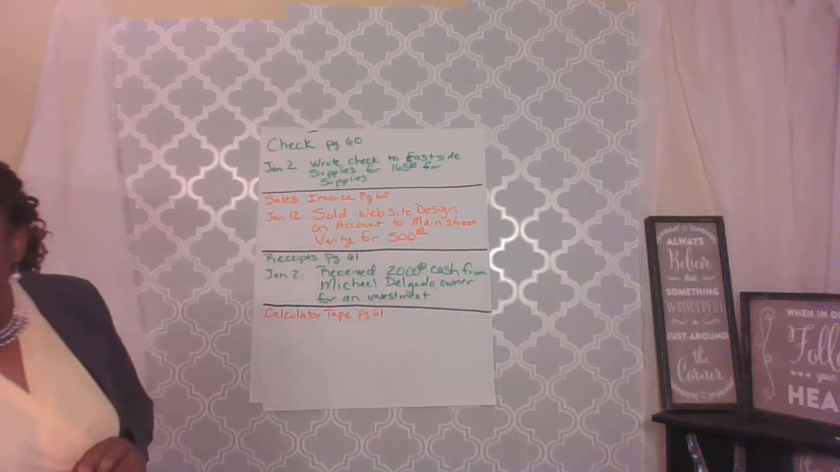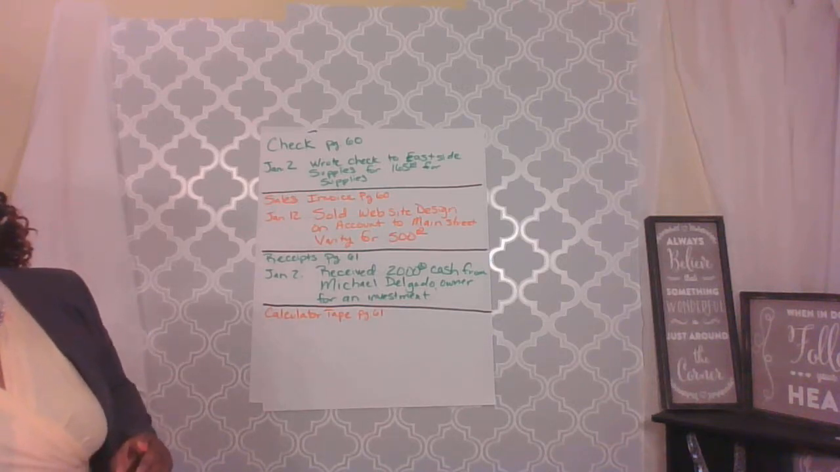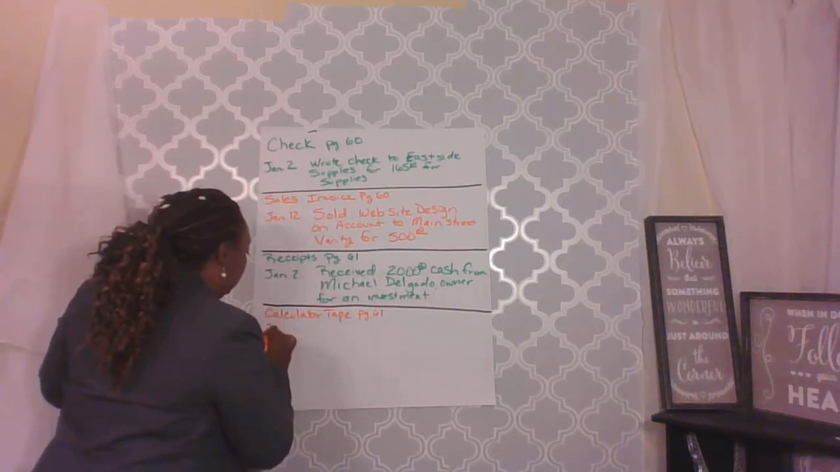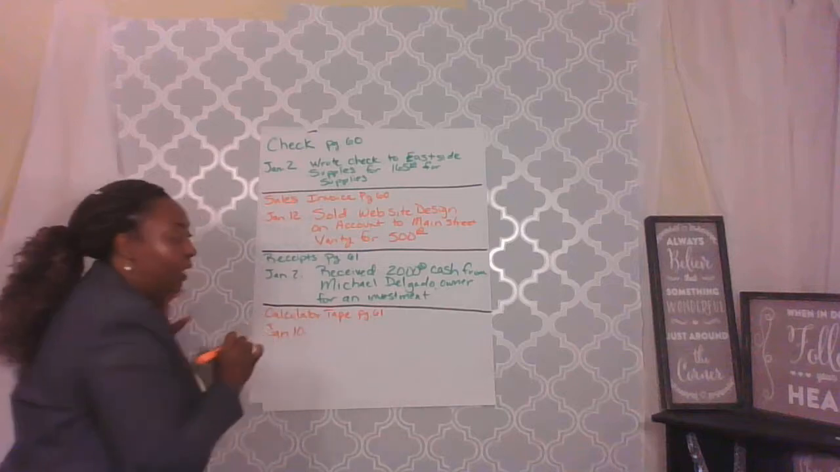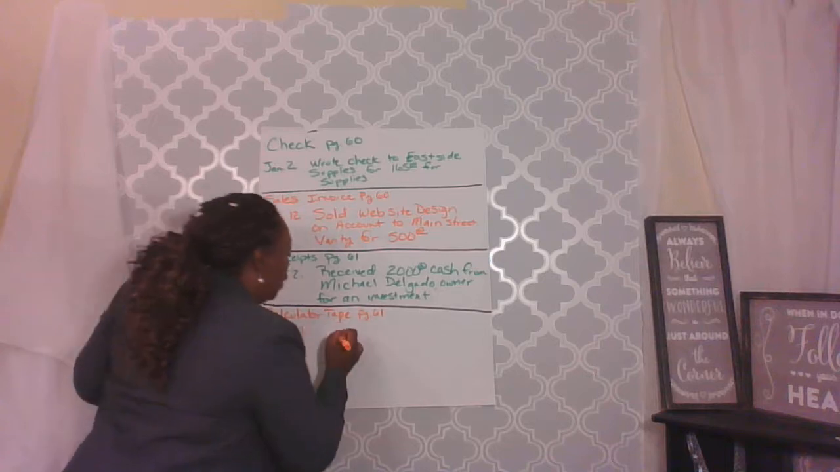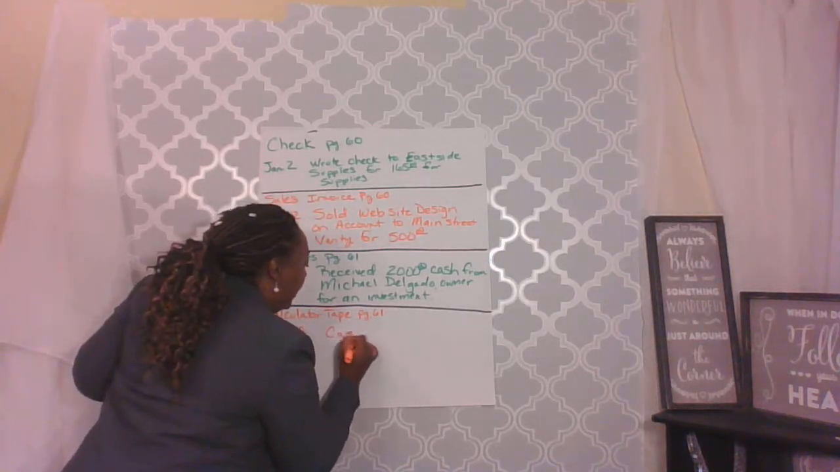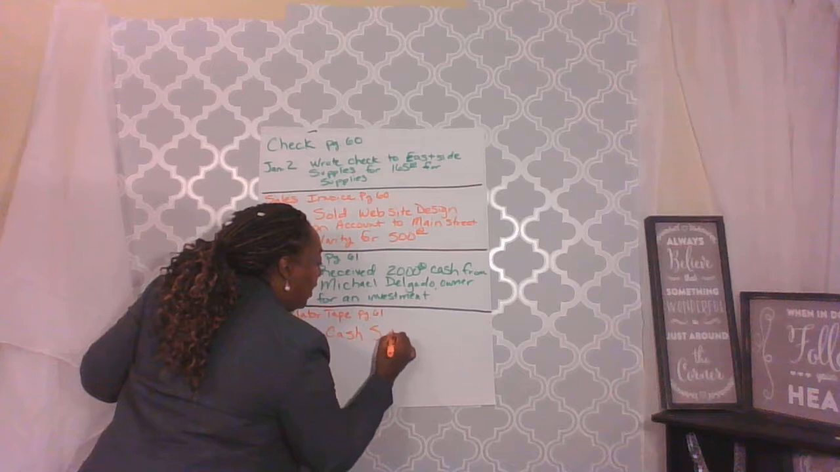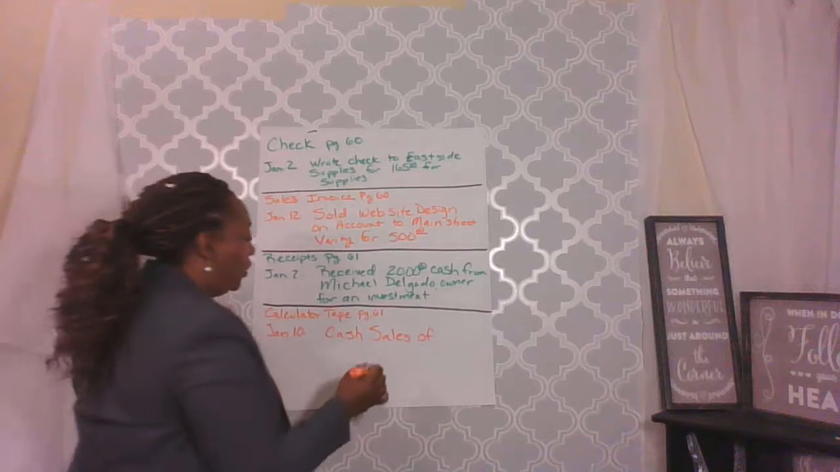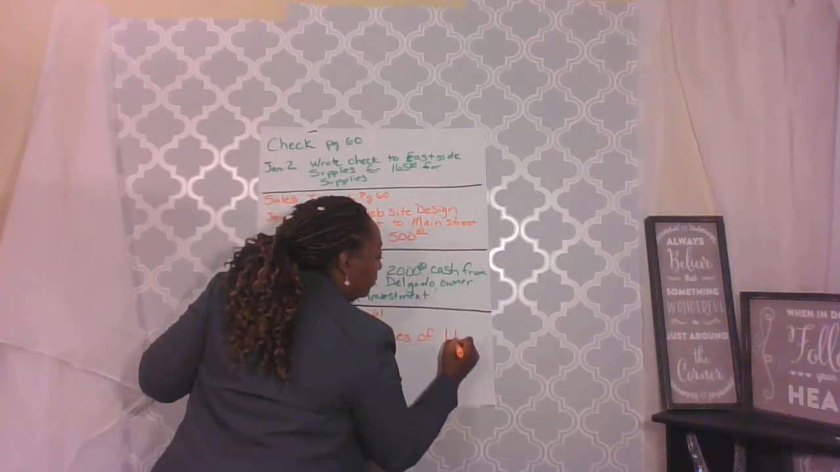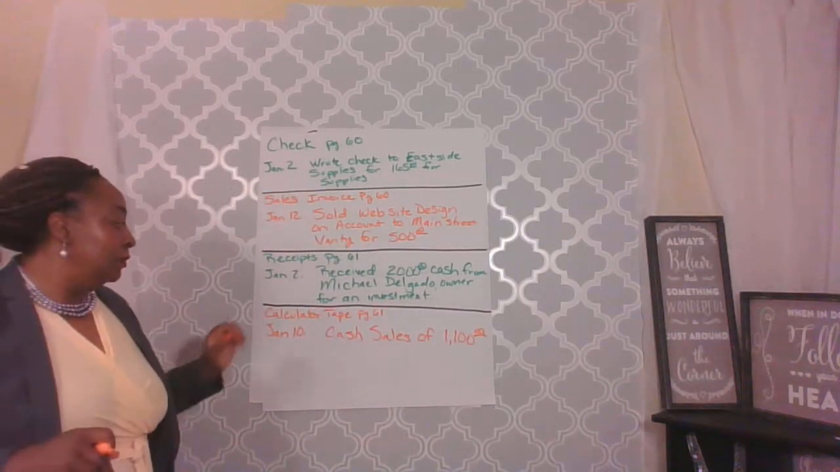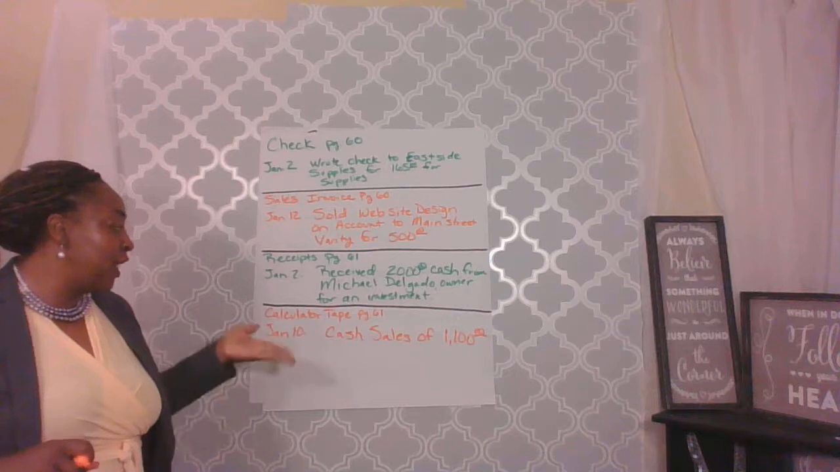So for the calculator tape on page 61, it is for January the 10th, and it is always cash sales. Calculator tape is always cash sales. So it is cash sales of $1,100. And that is how you can write the transaction for a cash sale.